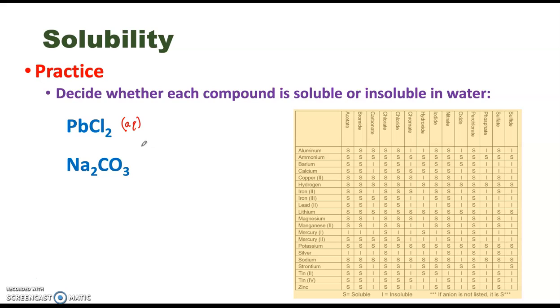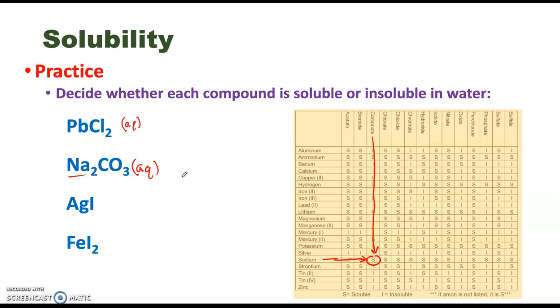Now for the next one, we've got Na2CO3. Na is sodium, so I find sodium right here, and then I find carbonate. CO3 is carbonate, which is right here. So I go down, down, down, and right there. That one is also soluble, so I'm going to put AQ after that one as well. This one's AgI. I'm going to have you take a second and do the last two examples on your own. Pause the video, and then I will come back and do them.